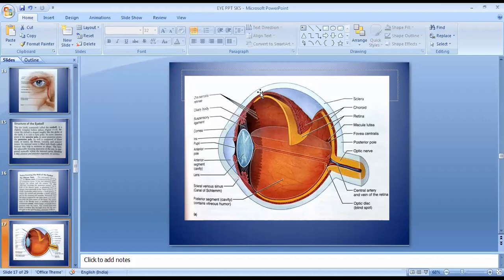Here, this white part is actually sclera. The optic nerve passes through it, and this sclera eventually meets and continues with the dura mater of the brain. Now, from here, this sclera becomes transparent and it becomes the cornea. This is the cornea.